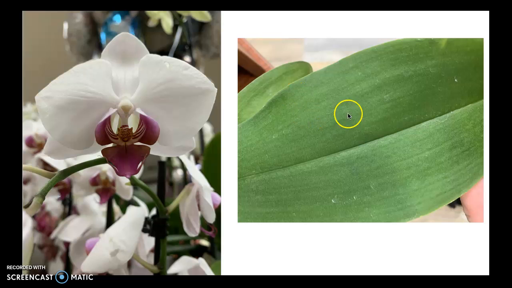Taking a look at the leaf of the plant as well, you can notice that a lot of the lines in this run parallel through the whole leaf, run very straight up and down. I can tell immediately that this is a monocot plant just based on that parallel vein structure.